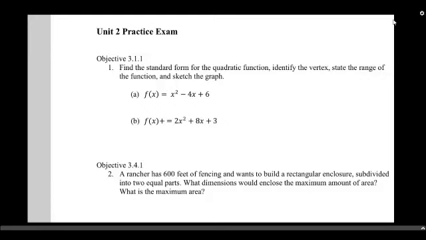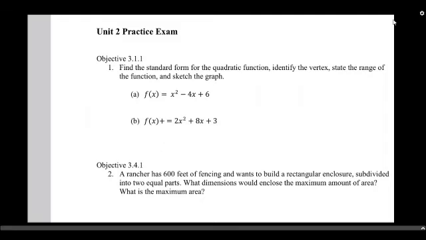Alright, these are the solutions for Unit 2 practice exam. Question 1, Part A and B are from Section 3.1. And the objective here is you got to be able to write the standard form of the quadratic function. And from the standard form, you got to identify the vertex, range of the function, sketch the graph, all sorts of fun stuff.